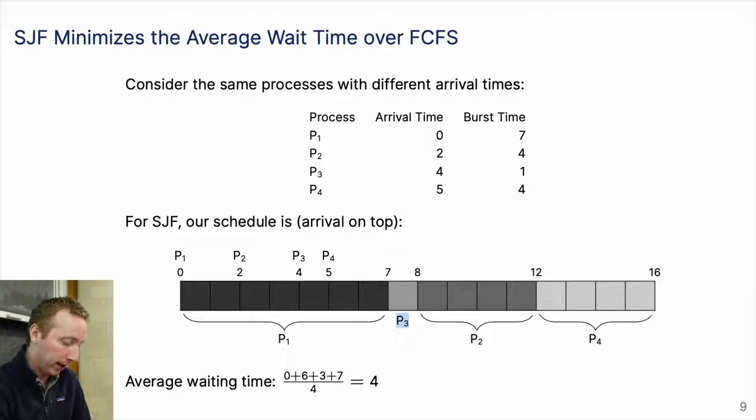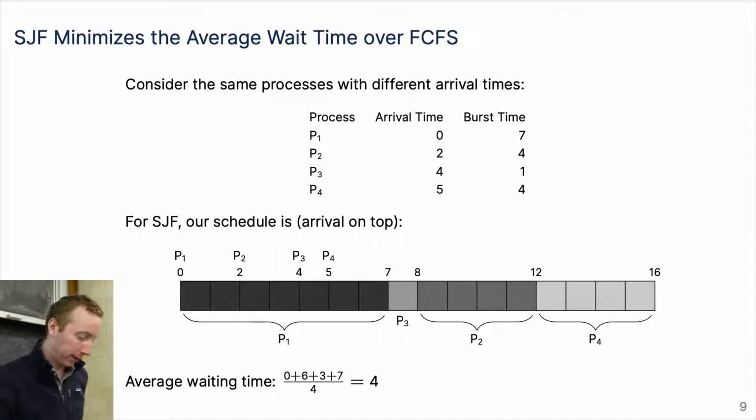I would execute that for 1 time unit, and it would be done at T equals 8. At T equals 8, now I have 2 processes left to schedule, P2 and P4. P2 came first, so I would schedule that. It's done at T equals 12. And then I have P4, which would be the last process I execute, and it's done at T equals 16.